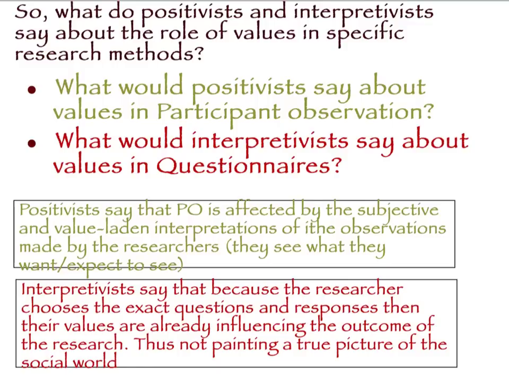On the other hand, interpretivists would be critical of an apparently value-free method such as questionnaires, because they would argue that positivist sociologists who use questionnaires choose the exact questions and tend to restrict the responses because they might be closed. Their values have already influenced the outcome of the research, thus not painting a true picture of the social world, allowing them to uncover the truth behind the meanings that people give to it.